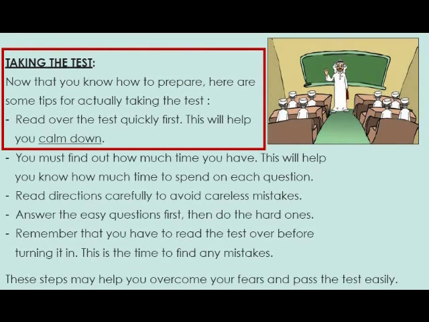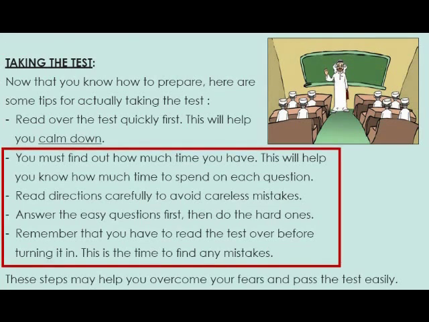Taking the test. Now that you know how to prepare, here are some tips for actually taking the test. Read over the test quickly first. This will help you calm down. You must find out how much time you have. This will help you know how much time to spend on each question.